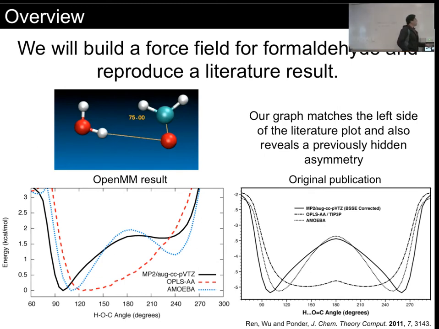And an interesting aspect of this is we can actually reproduce a literature figure, which is shown on the right. They've done the same calculation using the three force fields. The first one's the quantum method, the second one OPLS, and the third one is AMOEBA. But one important difference between the two figures is that theirs is symmetric while ours is not. In fact, the reason theirs is symmetric is because they just calculated the left half and reflected it across the middle. So it's interesting that we also reveal this hidden asymmetry that was not shown in the original literature figure.